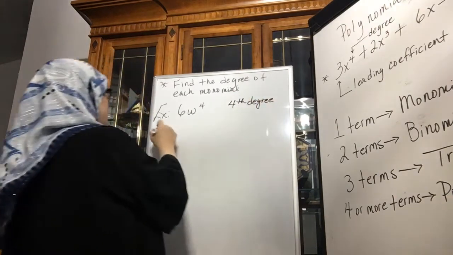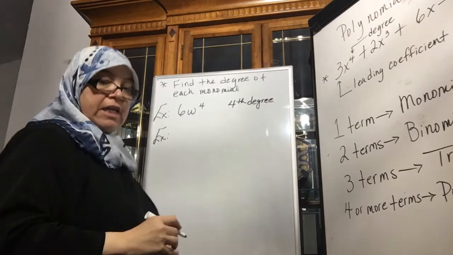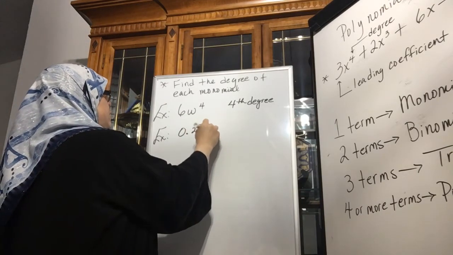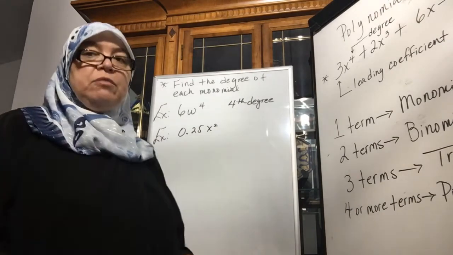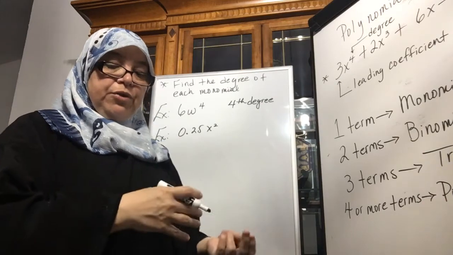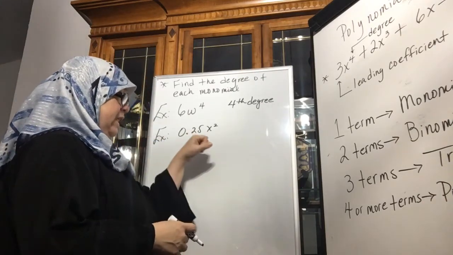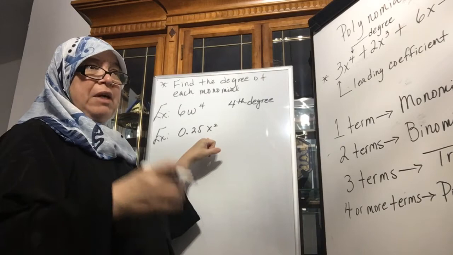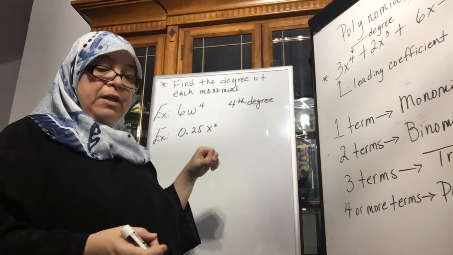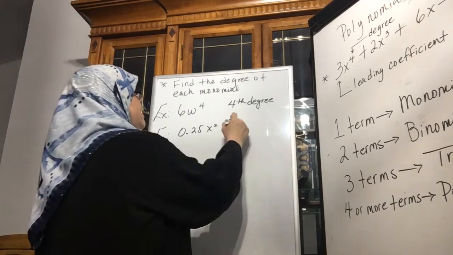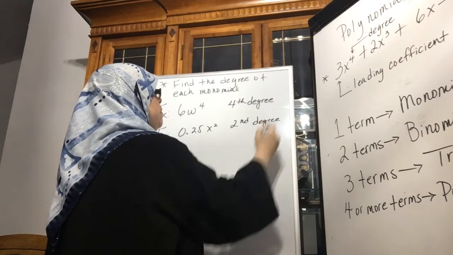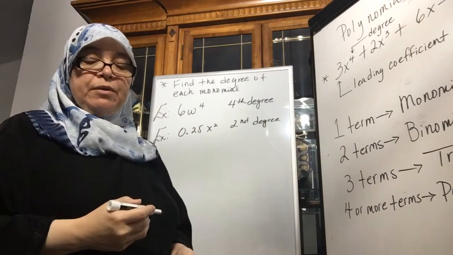Okay? Now, let's try another one. What about, even if you have, guys, decimals, the degree always comes from the exponent itself that is with the term. In this case, and what I mean by exponent, I mean the exponent on the variable, okay? So in this case, this is going to be called a 2nd degree. So the term is a 2nd degree term, okay?